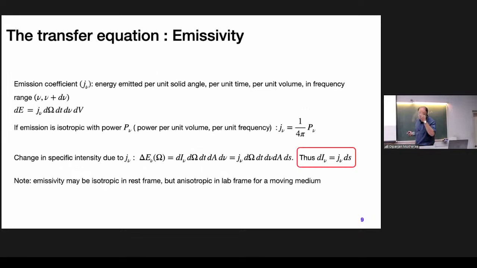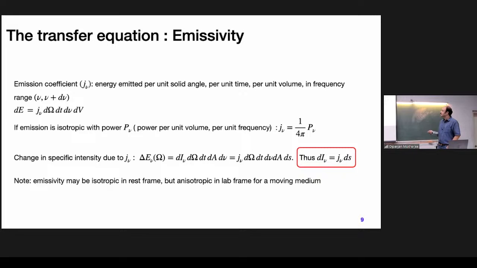Now we will study the emission coefficient. So things emit radiation and that's what we see. This is something that we use to quantify the emission in terms of energy per unit volume. So we define something called the emission coefficient, which is energy per unit solid angle, per unit time, per unit volume, per unit frequency. So the total energy coming from that object is j nu times dV. This gives you the total energy, multiplied by the solid angle, by time, by dV.